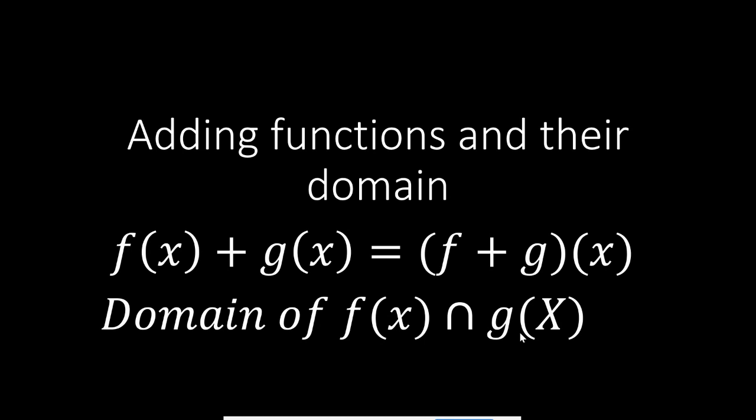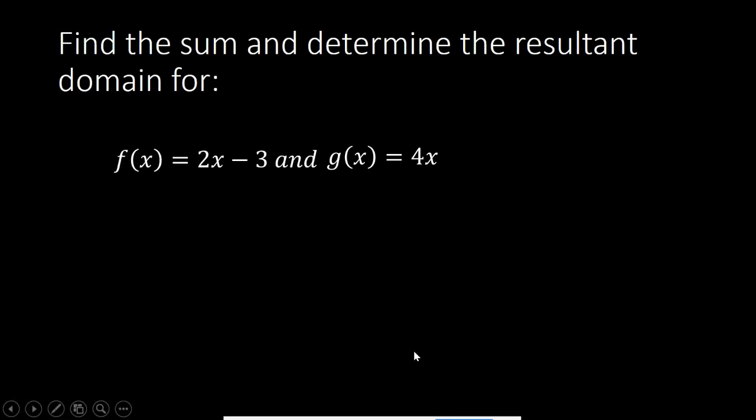And the easiest way to think about that is where do these domain overlaps occur? So it's an overlap. It's the domain of this and the domain of this. It has to be the set for both. So let's see what that looks like.